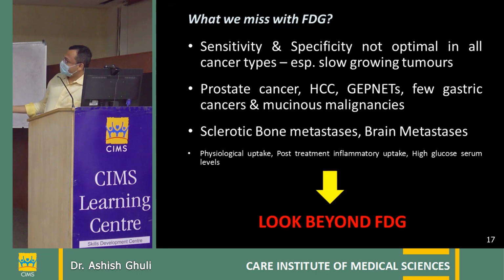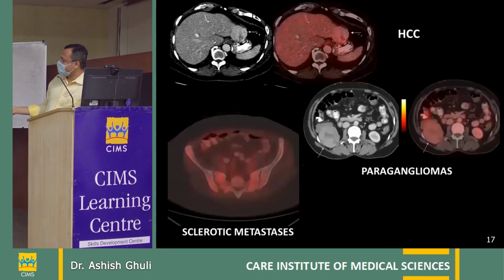So this is the place where we look beyond FDG. So here are some examples. This is hepatocellular carcinoma in the left lobe of the liver. You see there is absolutely no uptake in the lesion. This is a case of paraganglioma in the right paravertebral region. These are the sclerotic metastases of the prostate gland. These lesions do not show any FDG uptake.